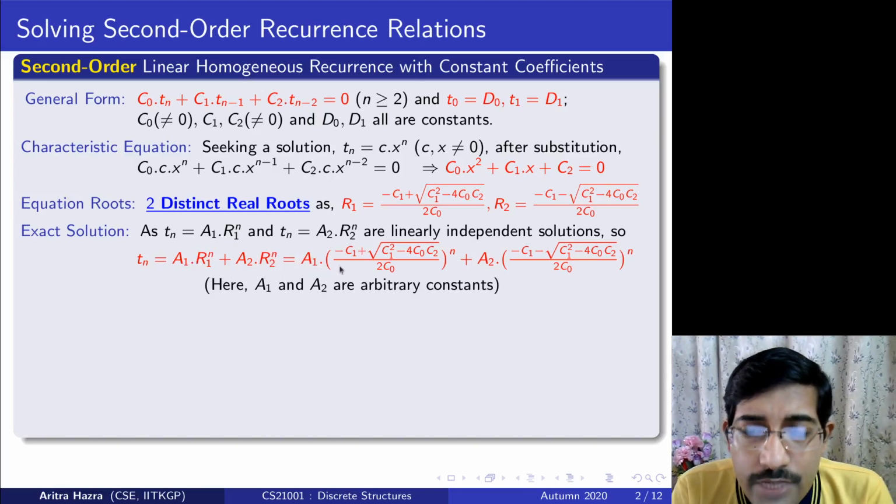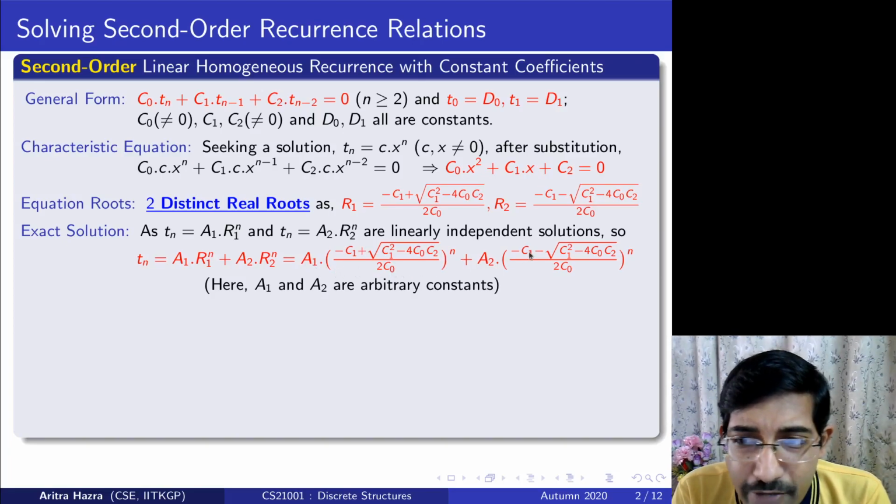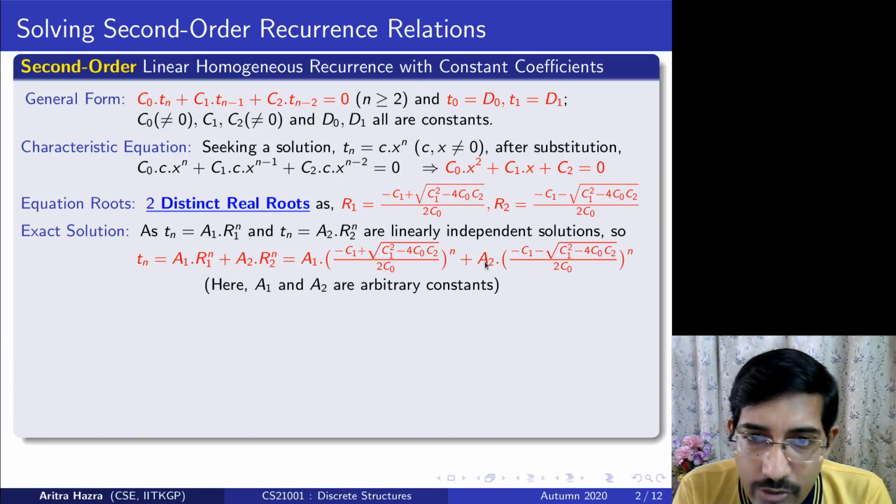So which gives me a1 into this root to the power n. Do not be afraid by the equation, because in a practical scenario we will just compute a value here. Here it's a generic form, so it looks horrible. Here also I take the same root, where a1 and a2 are arbitrary constants.